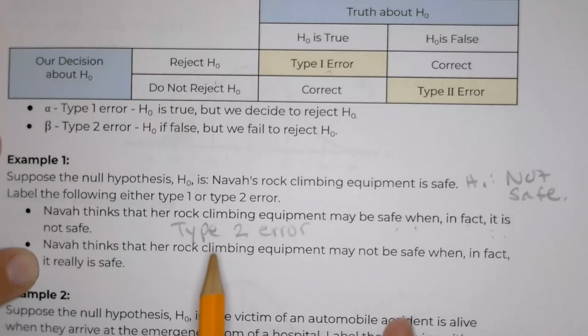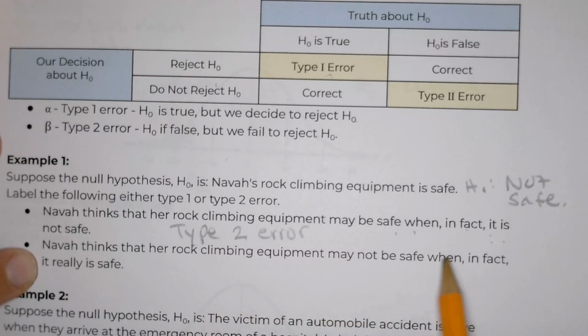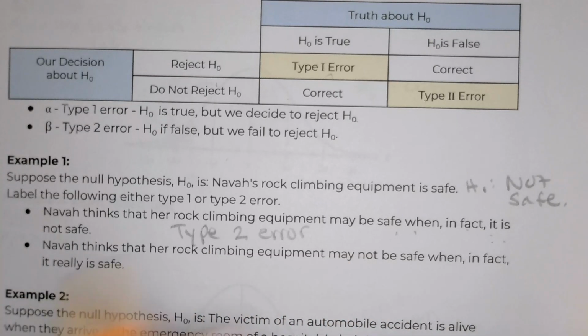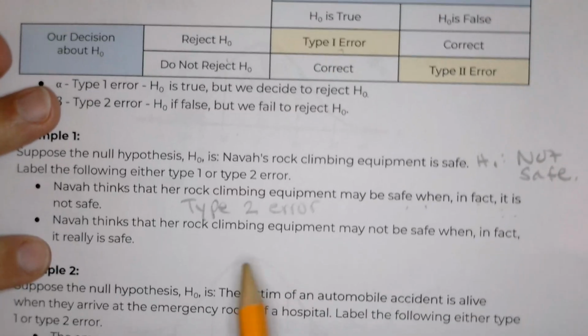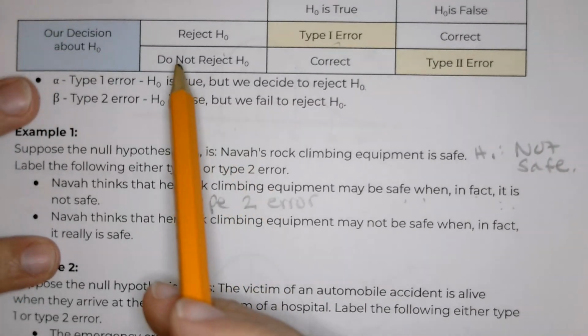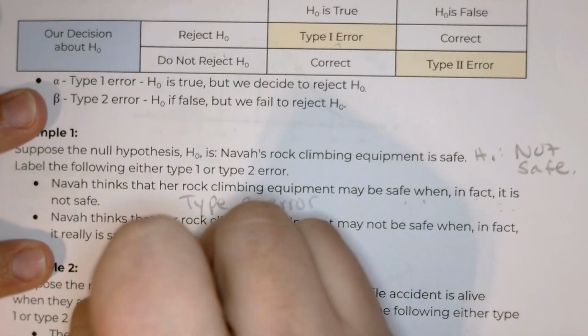Nevaeh thinks that her rock climbing equipment may not be safe. Okay, so she is rejecting to use it. It is not safe, I don't want to touch it, but there's nothing wrong with it. So that is a type 1 error.